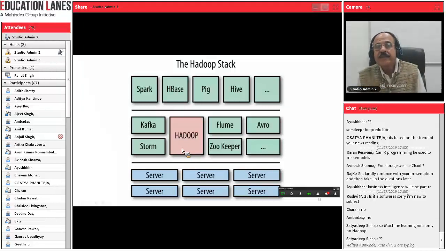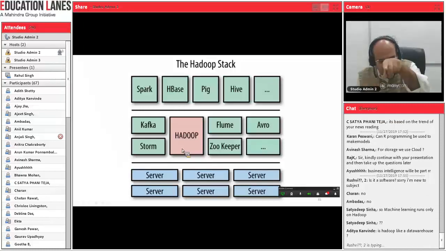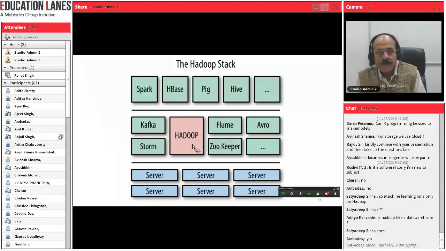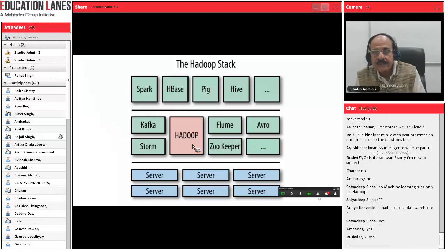Hadoop is a storage system, one of the storage systems. There are others also. I'm only talking about one. There are other storage systems also, like a data warehouse. So there is one storage, like a data warehouse, which will present data to my machine learning algorithm so that it can analyze and build a model. Is that clear, Satyajit? Charan, is that part clear? Okay. Ambadas, is it okay?